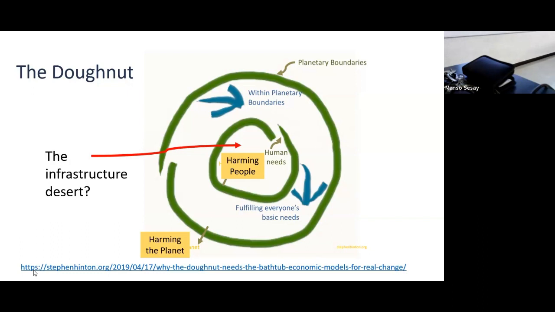And the dough is not growing. So we have to think about how to live in a dough that is fairly constrained, right? And still feel like we are succeeding and growing as people. May not do it economically, may do it otherwise. Some people have talked about the center hole as being the infrastructure desert. There is no service for the people who fall into the hole.